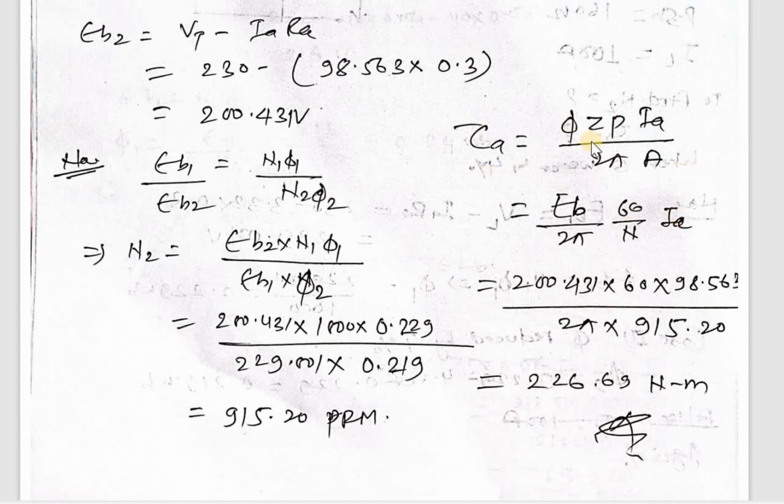Torque equal to phi Z P IA upon 2 pi A, and then EB upon 2 pi into N by 60 into IA. This is the value of EB, and this value is EB except phi, and divide by 2 pi N by 60, that is into IA. And put all these values, you can get the value of torque. Value of torque is 226.69 Newton meter.